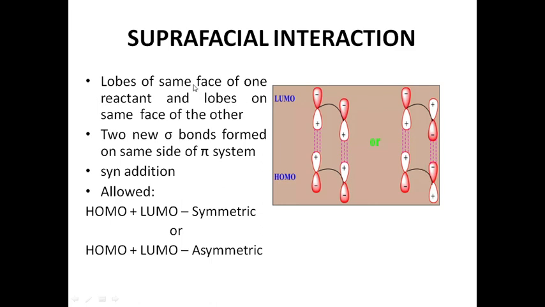Okay, so the lobes of the same phase of one reactant and the lobes of the same phase of the other overlap, giving rise to two new sigma bonds. These sigma bonds are formed on the same side of the pi system. If such overlap takes place, then it is called suprafacial interaction. Okay, it is suprafacial, same side overlap. For same side overlap, you have to remember LUMO and HOMO both can be symmetric, or LUMO and HOMO both can be asymmetric.